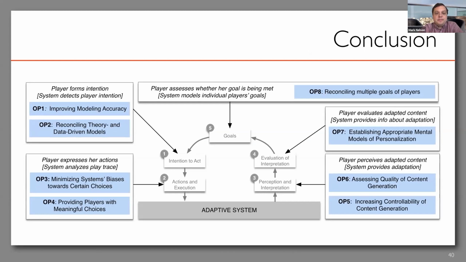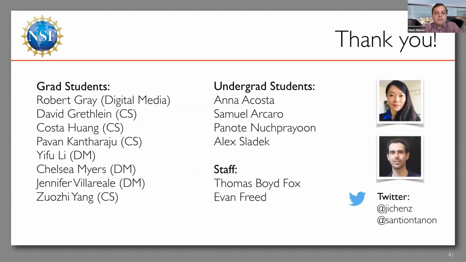This framework follows the cognitive steps any person takes, and thus can help us to better understand player needs. Thanks to this framework, we identified 8 open problems we think are key to pushing the boundary of personalized adaptive games. We want to thank NSF for supporting this work and thank our talented students.